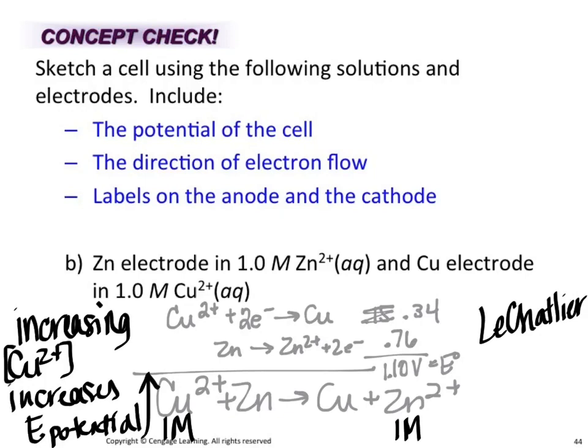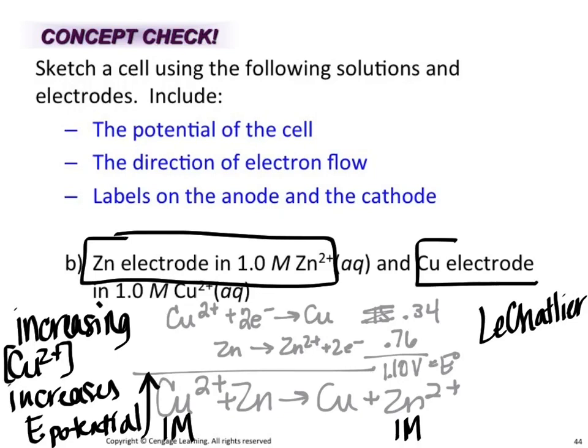Yes? I don't know how to write the equations from the given words, like from the problem. It just says a zinc electrode in 1 molar zinc 2 plus solution, and we have a copper electrode in a 1.0 molar copper solution. So what we did is we go to our standard reduction potential table and we see who's the biggest number, and we write that the way it is on the chart. And then we go and find the other one and flip it.